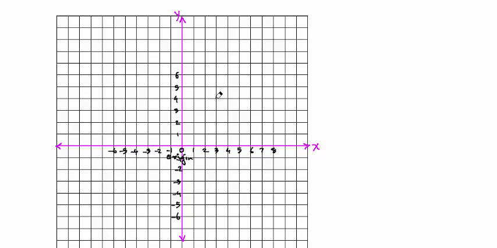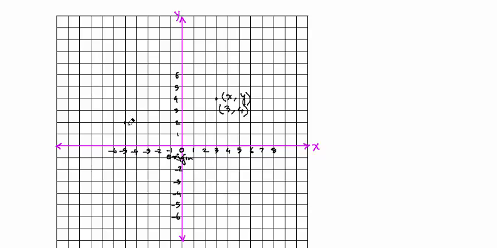Any point on the plane can be represented by its x and y coordinates, also known as the ordered pair, where x represents the number this point corresponds to on the x-axis. In this case it's 3, so we say the x coordinate of this point is 3, and the y coordinate is the number this point corresponds to on the y-axis, in this case 4. So we say this point over here has coordinates of (3, 4).